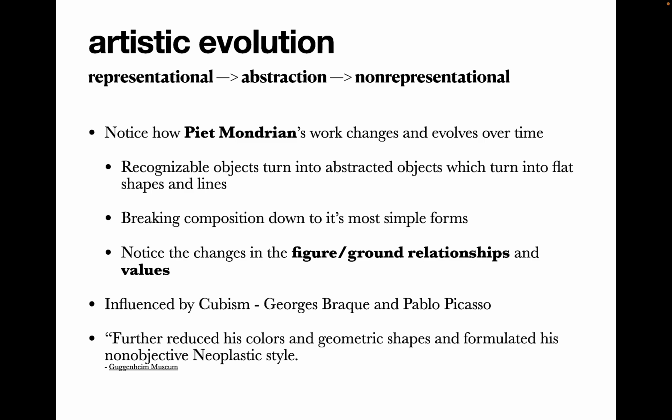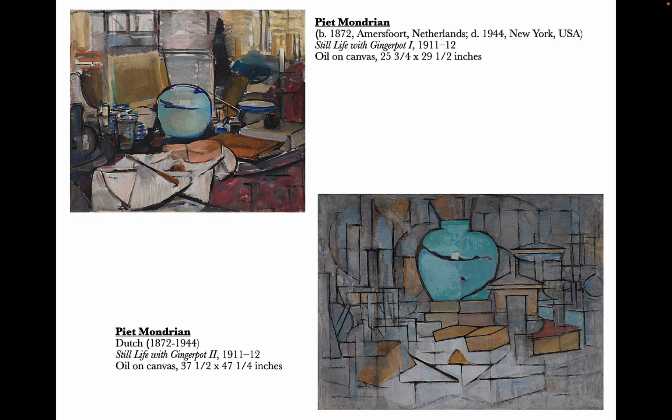Mondrian was influenced by Cubism, which was an art movement by Georges Braque and Pablo Picasso. The Guggenheim Museum says of Mondrian's work that he further reduced his colors and geometric shapes and formulated his non-objective neoplastic style. So by the end, what we think of as Mondrian paintings now are this neoplastic style. On the top left, we're looking at a still life where we can recognize things.